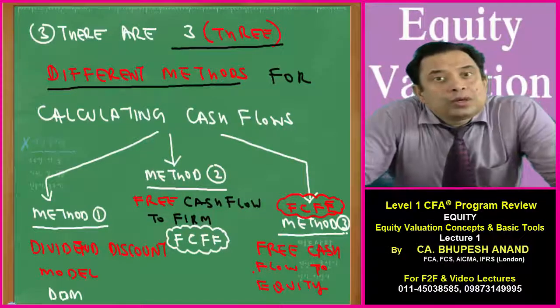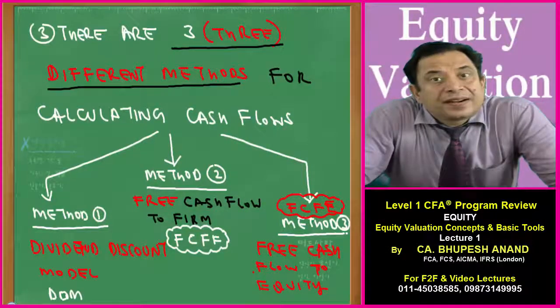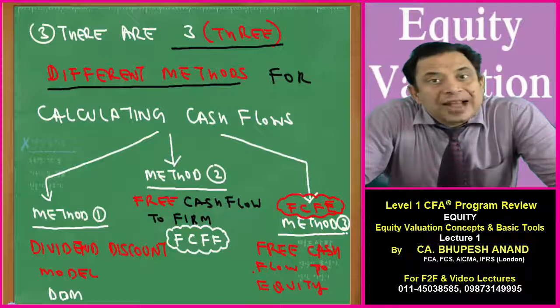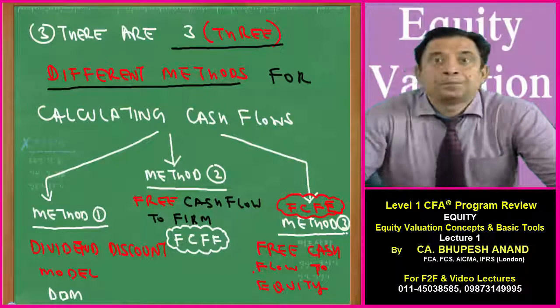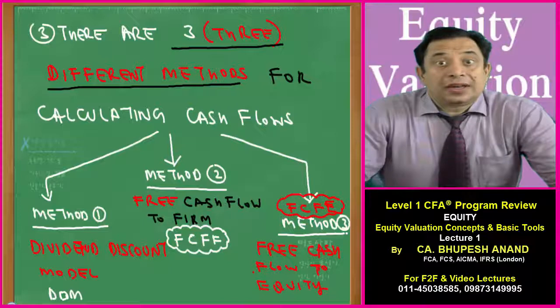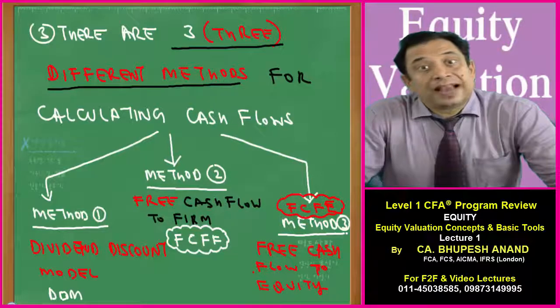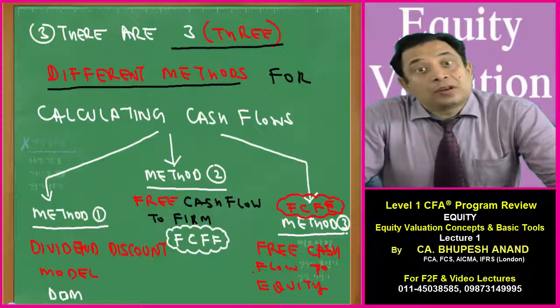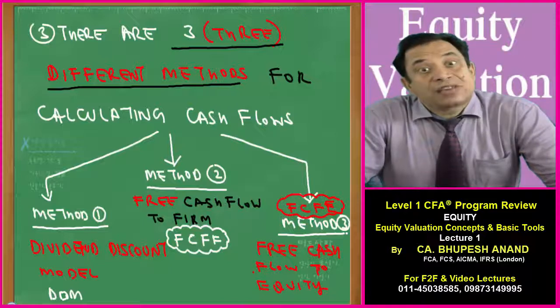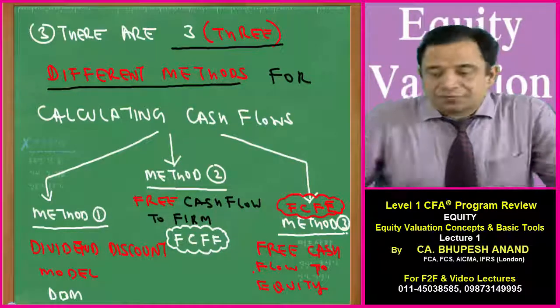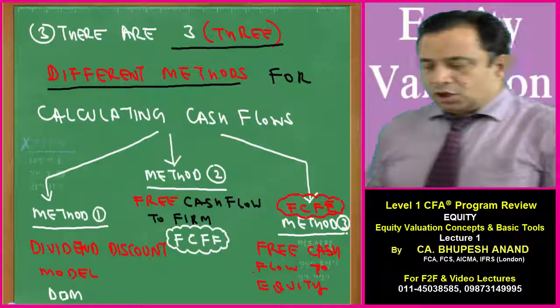So how to calculate cash flow? We'll be doing separate lectures for calculating cash flows as per dividend discount model. And cash flow can be for a firm and cash flow can also be for equity. So we will be doing three methods for calculating cash flows. Please write down this flow chart. Method 1, dividend discount model.